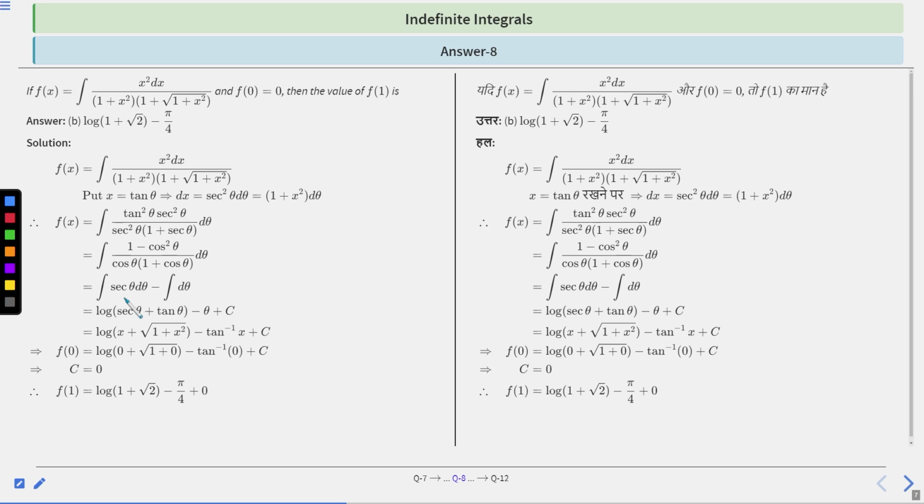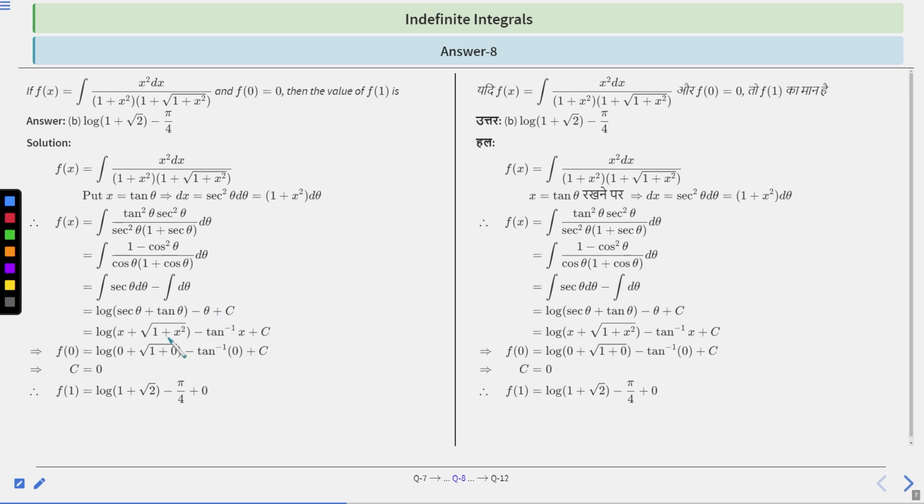Therefore, after adjusting the things, you will get integration of sec theta d theta minus integration of... why? Because you can write 1 minus cos square theta as (1 plus cos theta) into (1 minus cos theta). After adjusting, you will get integration of sec theta d theta minus integration of d theta. Now, integration of sec theta d theta is log of (sec theta plus tan theta), minus integration of d theta, which is theta. So log (sec theta plus tan theta) minus theta plus c, right?